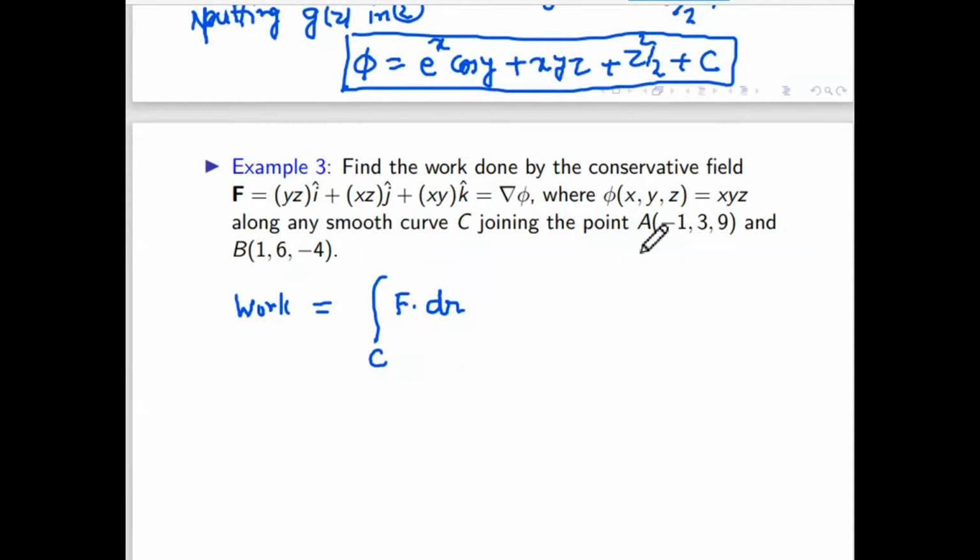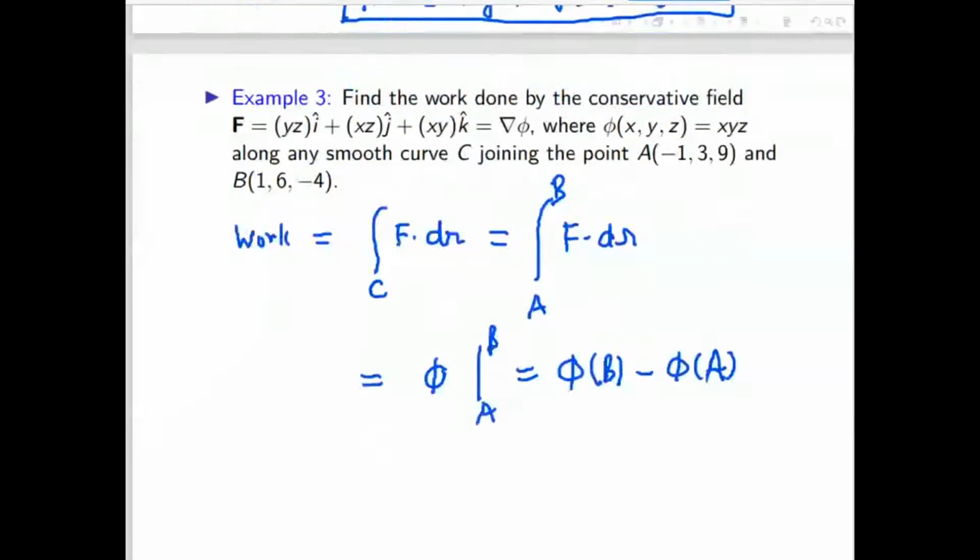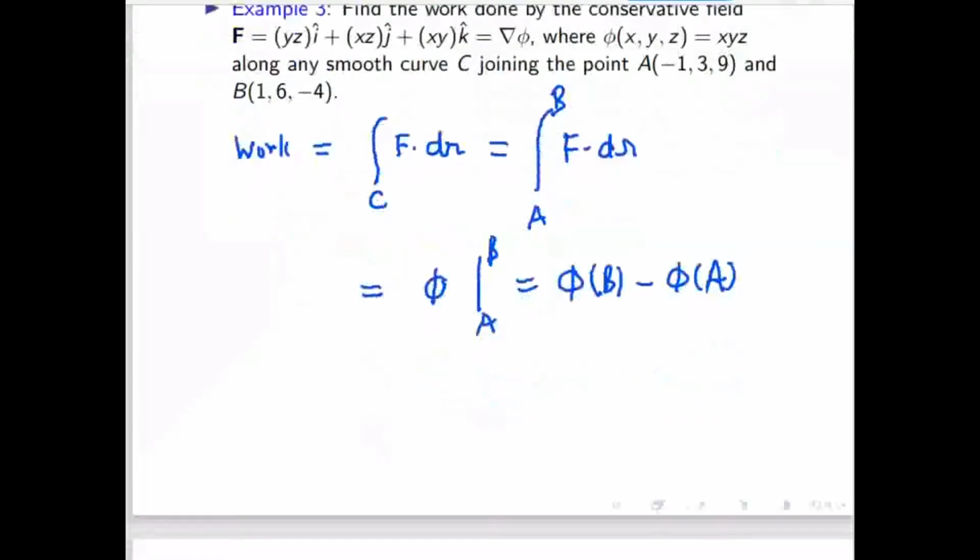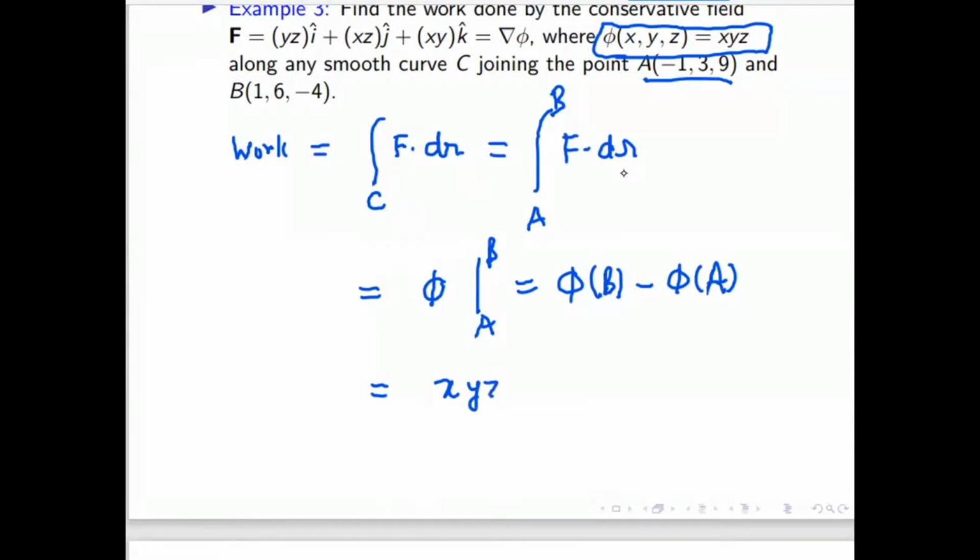Then we know the integration of the gradient of phi. That means you have to integrate this from A to B, and the integration of this will give phi, and then apply the limits from A to B, and we will get the answer. Even if you join any curve, you will get the same answer. So phi is given as xyz.